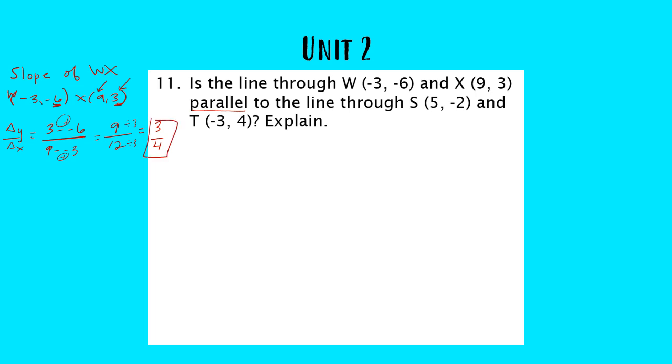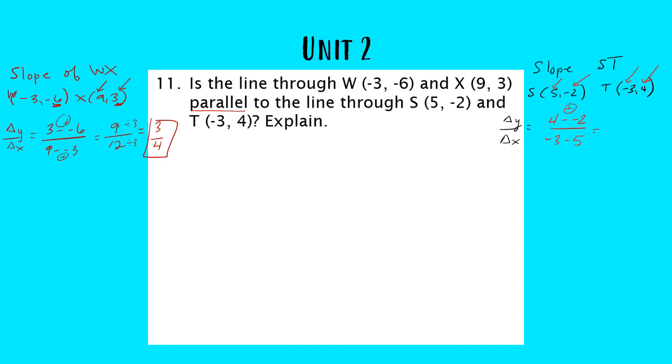All right, now we're going to do the exact same thing for line ST. So S is (5, -2), T is (-3, 4). And I'm going to do the same thing. I'm going to do the change in y's over the change in x's. So I am going to take T minus S is how I'm going to do this. So I'm going to take my y values first and subtract them in that order. So 4 minus negative 2. And then same order, do your x values on the bottom. So negative 3 minus 5.